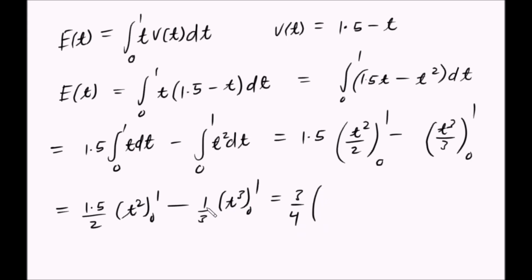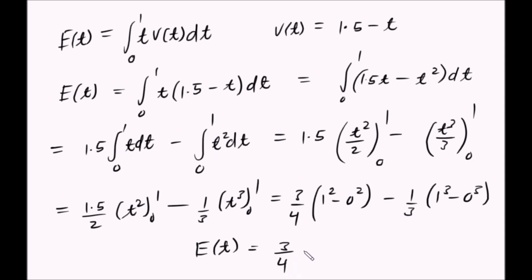So we put in the limits of integration, minus this 1/3, and also put in the limits of integration. So 1 squared minus 0 squared is 1, 1 cubed minus 0 cubed is 1. So you can see that expectation of t is 3/4 minus 1/3, which will be how much? 5/12. So expectation of t is 5/12.